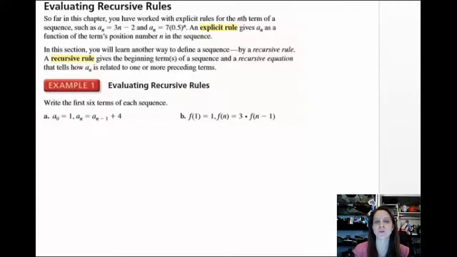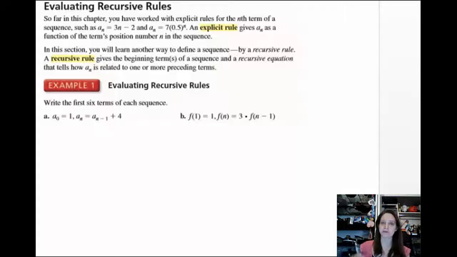So far in this chapter, you have worked with explicit rules for the nth term of a sequence, and they give an example of an arithmetic explicit rule and a geometric explicit rule. An explicit rule gives a sub n as a function of the term's position number n in the sequence. In this section, you will learn another way to define a sequence by a recursive rule. A recursive rule gives the beginning term or terms of a sequence and a recursive equation that tells how a sub n is related to one or more of the preceding terms.